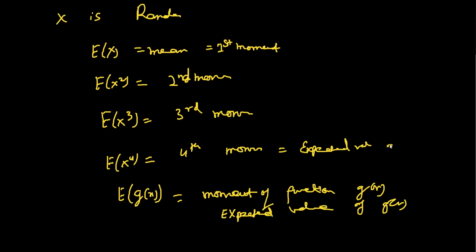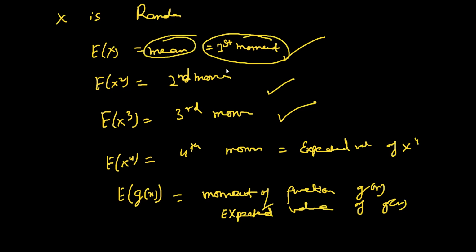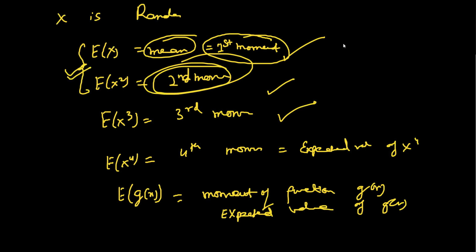You can also say expected value of x4. Expected value of x cube, expected value of x square, expected value of x. Expected value of x is also called the first moment or mean. This is called the second moment. And for variance, these two things are important: E(X square) minus E(X) whole square. It means the second moment minus the first moment whole square. Understood?